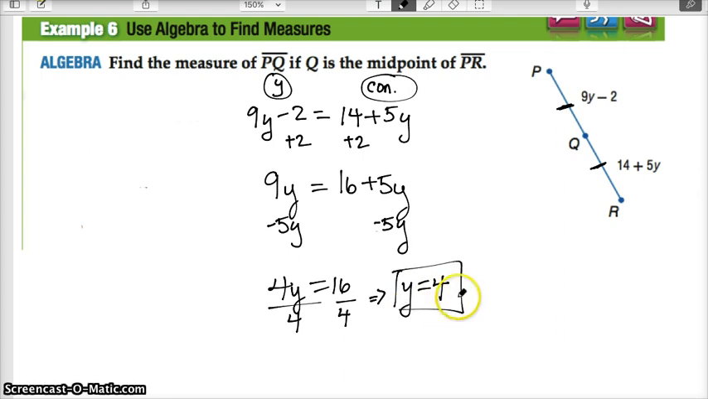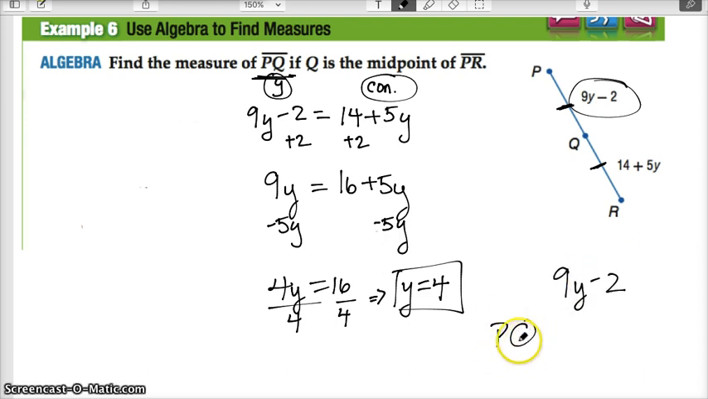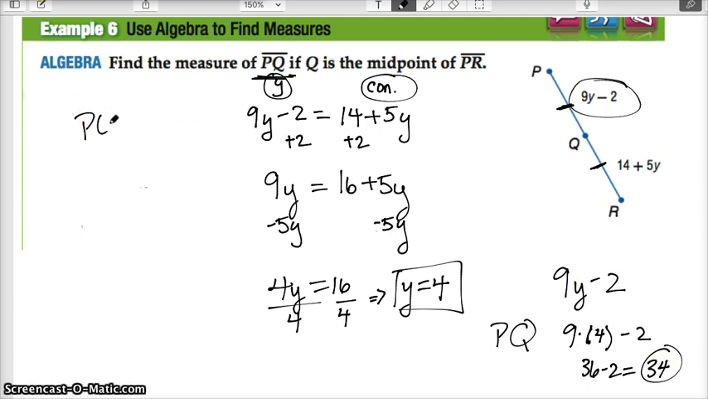So that's my answer, right? Not exactly. I need to go back and make sure that I'm answering the question that's asked. And the question that they asked me is, find PQ. PQ is given as this expression, 9y minus 2. So if I want to find PQ, I need to substitute 4 in for y. So PQ is equal to 9 times 4, minus 2. 9 times 4 is 36, minus 2 is going to give me 34. So the length of PQ is 34.